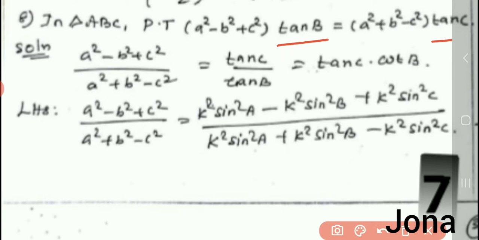This 1 by tan B can be written as cot B, isn't it? So I can write this as tan C into cot B. And after this I want to substitute all the values for a, b, c by using the sine formula. For a² is k² sin² A, b² is k² sin² B, c² is k² sin² C. Likewise at the denominator also I want to substitute the values from the sine formula.